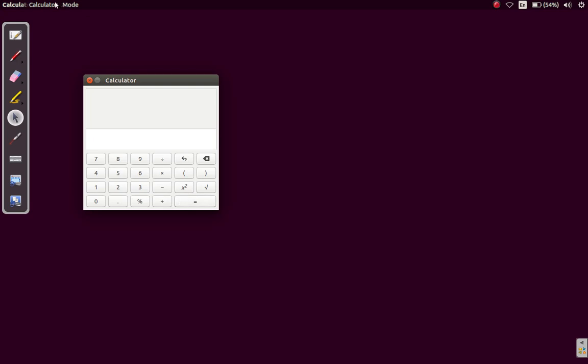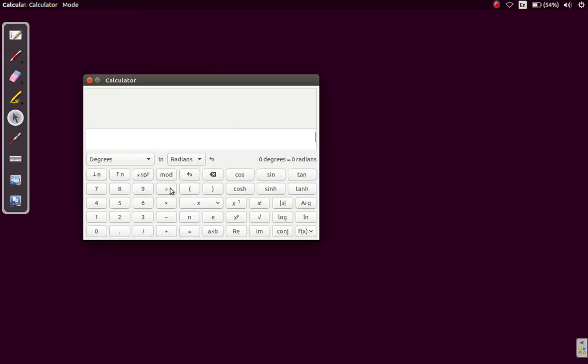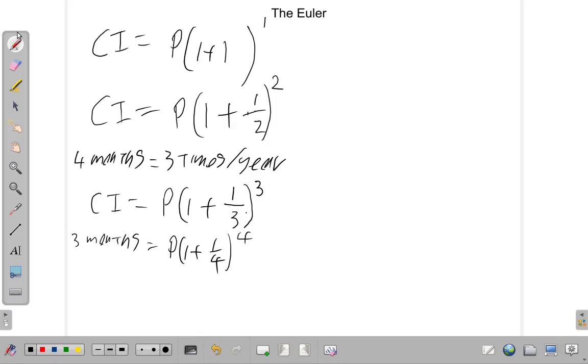We have a raised to the power here. Let me put it back in advanced mode. So it's 1 plus, open bracket, 1 over 2, close bracket, and that raised to the power of 2 equals 2.25. So for the whole year, you get 2.25 of the principal. The principal is multiplied by 2.25. In the previous case, the principal was multiplied by 2. Now it is multiplied by 2.25.